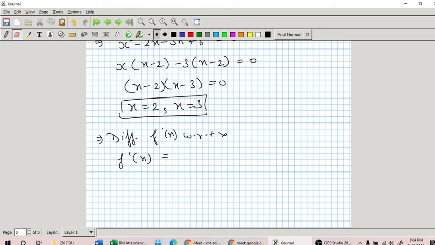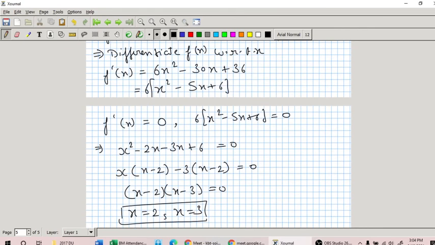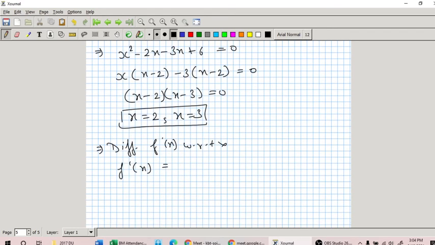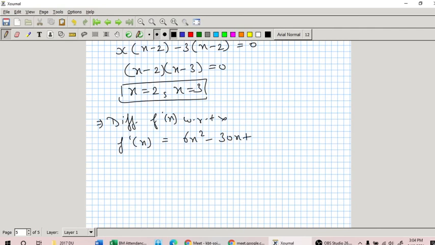First of all, write the f dash x. So where is the f dash x? This one is your f dash x: 6x square minus 30x plus 36. So f double dash x will be your 12x minus 30.